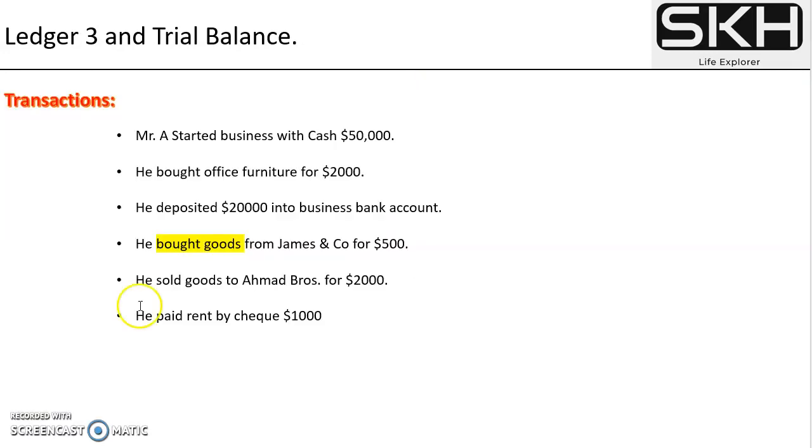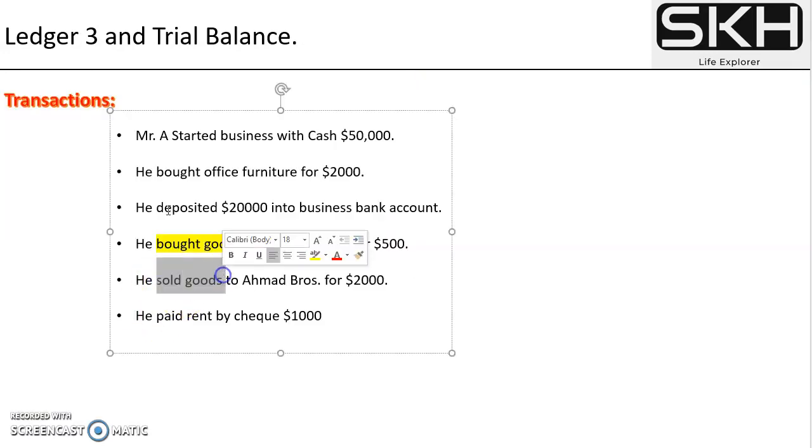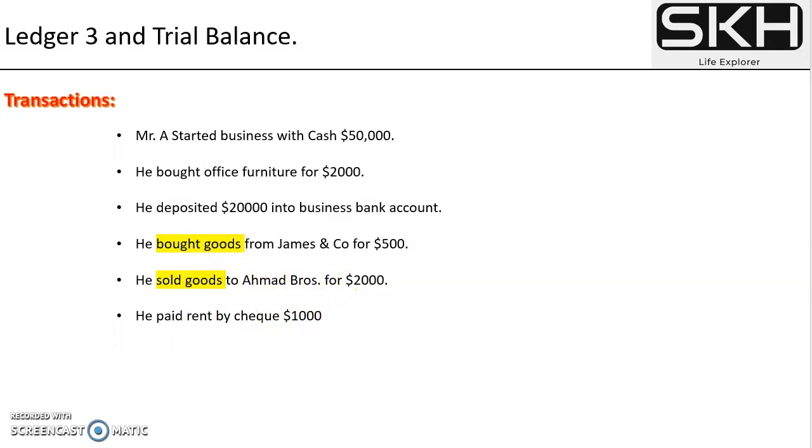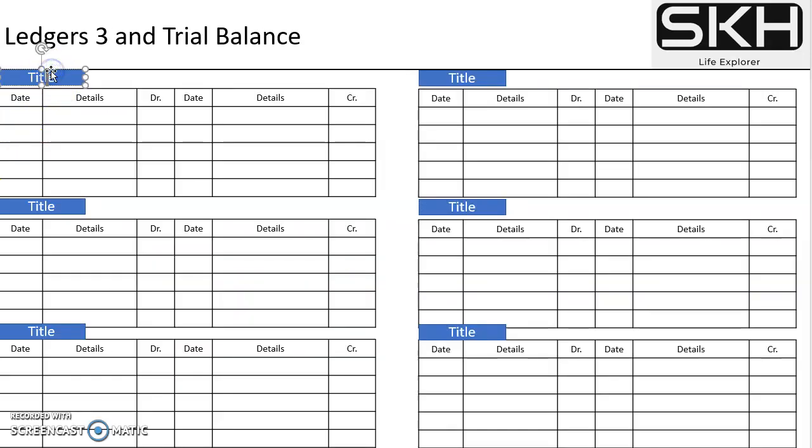And let's move further. He sold goods. So when we are selling goods, we know that it comes to sales, and we are selling goods to Ahmed Bros. So sales is our income, so I will create the sale account first here. Sales account, sale is income, and income is always credit. The amount is 2000. So I will put 2000 here.